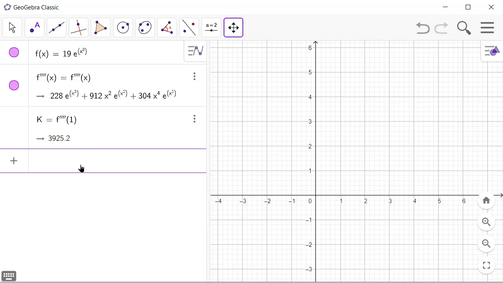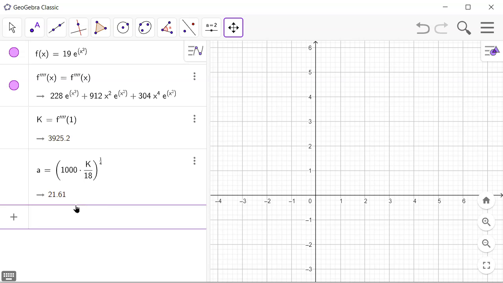And then we want to find the fourth root. So I'm going to raise it to the 1/4 power of 1000 times k over 18, and hit enter. All right, it looks like we have a value. It says 21.61. So n has to be at least as big as 21.61.